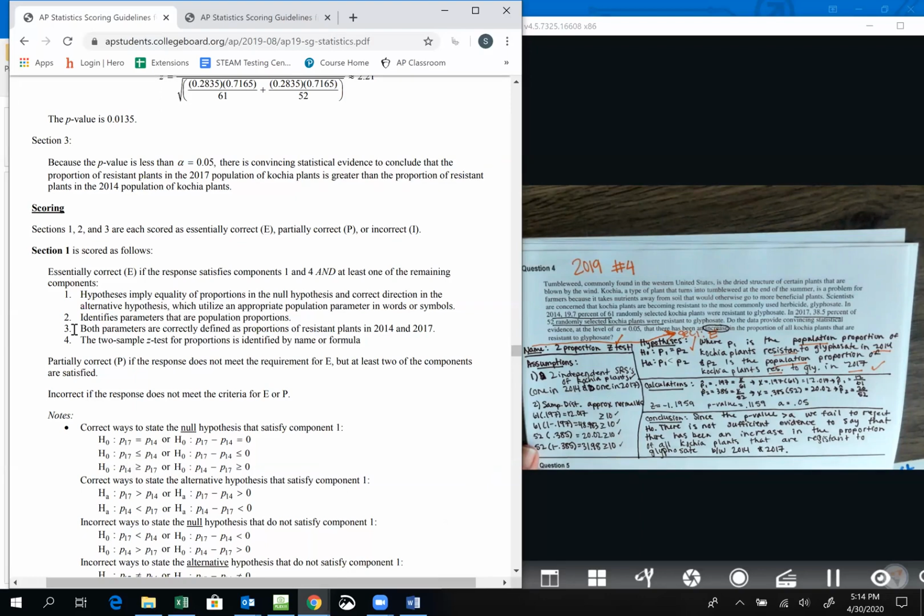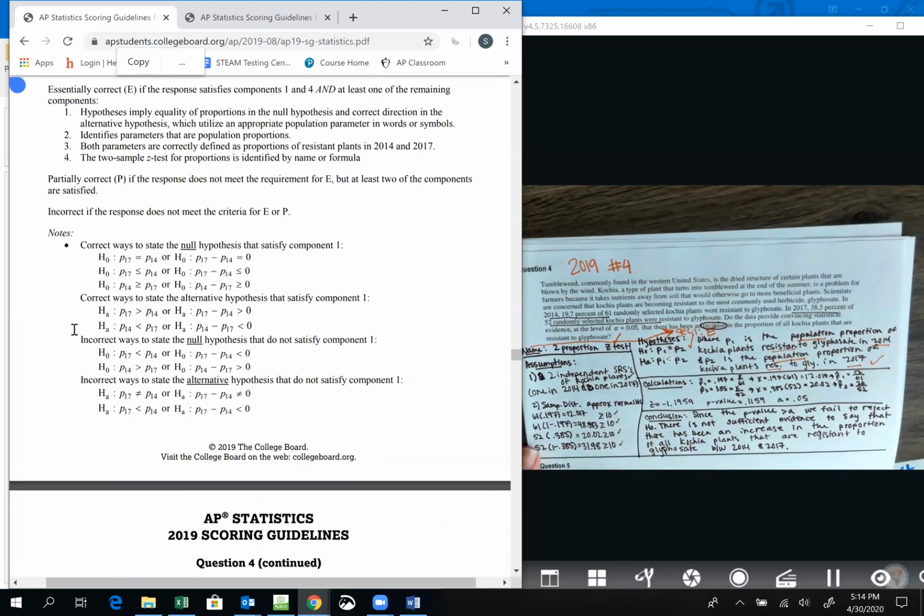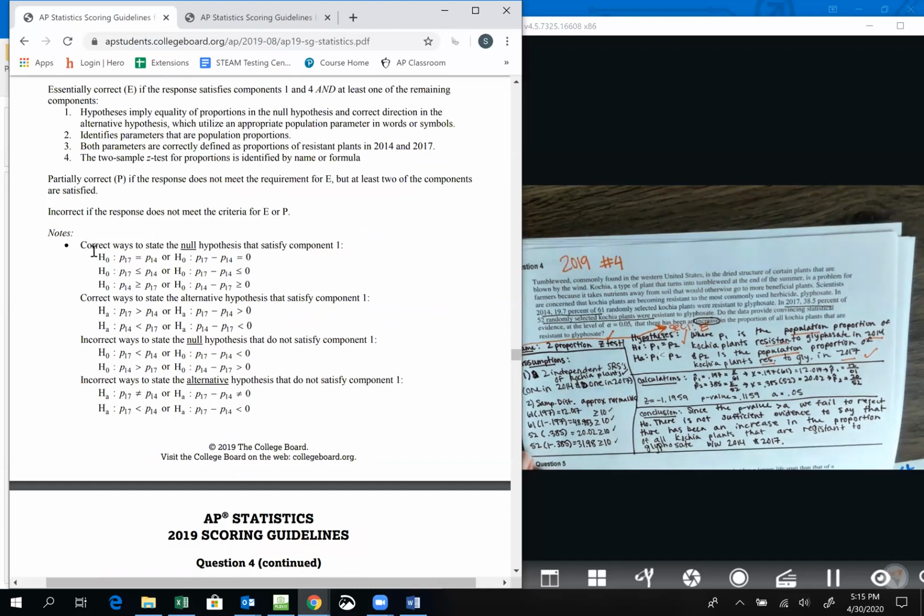Incorrect if you don't get E or P. Note, here are all the different ways to define the proportions or the hypotheses. I used, oh goodness. It looks like they also accepted not equal to for HA. Oh, no, these are incorrect. Sorry. These are correct. These are incorrect.